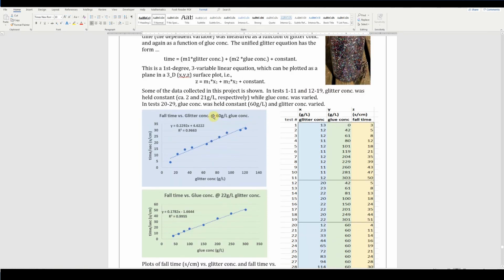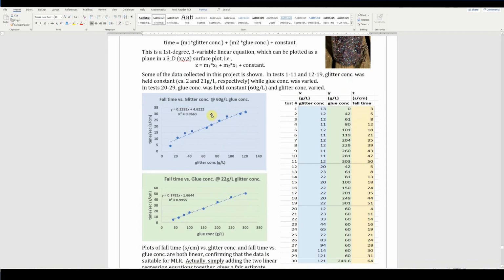And here is some of the data she's collected. So we have in tests 1 through 11 and 12 through 19, the glitter concentration was held constant. Here it's roughly 12 grams per liter, and here it's about 20 grams per liter. And then the glue concentration was varied from 0 to 300 in this case, and from 40 to 300 grams per liter, and the fall time was measured.